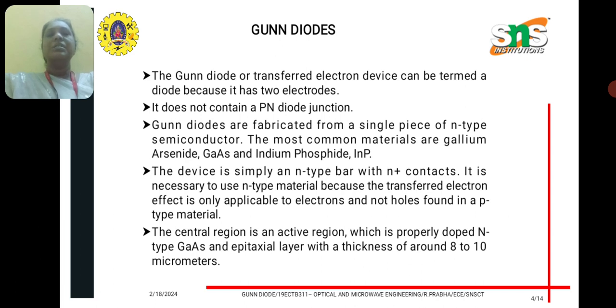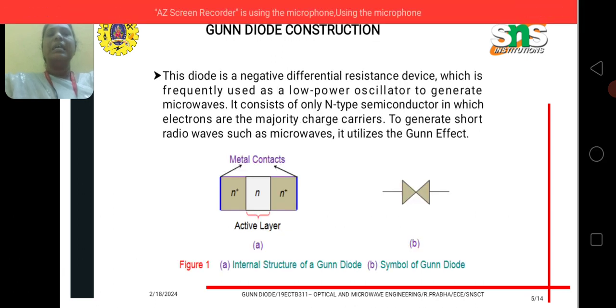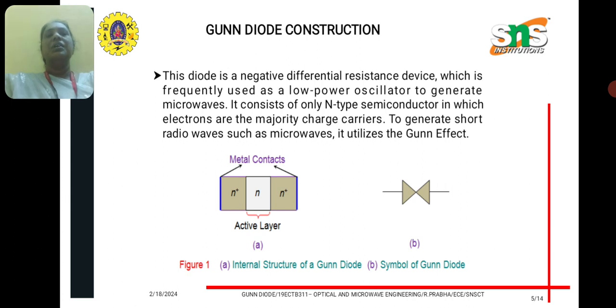The central region of the Gunn diode is called the active region, which is properly doped N-type gallium arsenide, an epitaxial layer with a thickness of around 8 to 10 micrometers. The diode is a negative differential resistance device which is frequently used as a low power oscillator to generate microwaves. It consists of only N-type semiconductor in which electrons are the majority charge carriers to generate short radio waves such as microwaves, and it utilizes the Gunn effect.